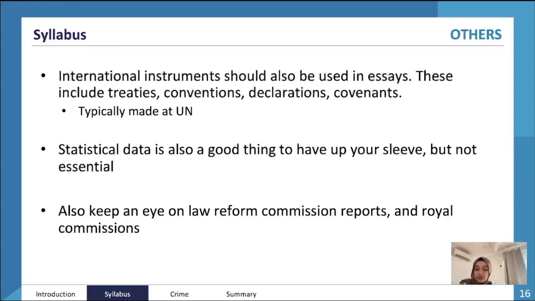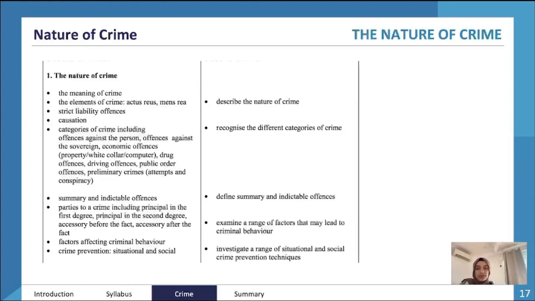Ineffectiveness. Effectiveness is normally something you will be asked at some point in your exam, so making sure that you're aware of that and that you can talk about that to a sufficient level is quite important. All right. Now moving on to the nature of crime, where I've just got a snip of the syllabus.